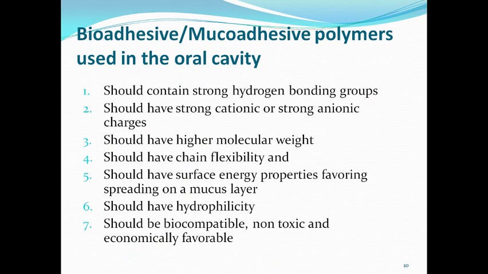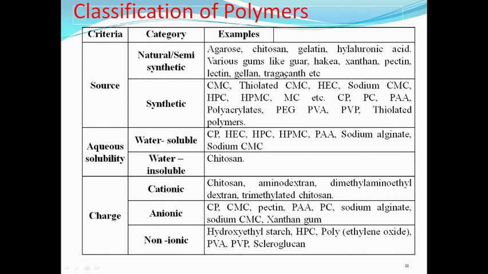Bioadhesive mucoadhesive polymers which are used in the oral cavity should have some ideal properties like strong hydrogen bonding groups. They should possess strong cationic or strong anionic charges. They should have higher molecular weight, chain flexibility as well, and surface energy properties favoring spreading on the mucous layer. They should have hydrophilicity, be biocompatible, non-toxic, economically favorable, etc.